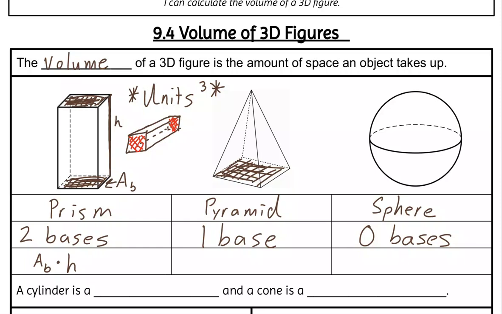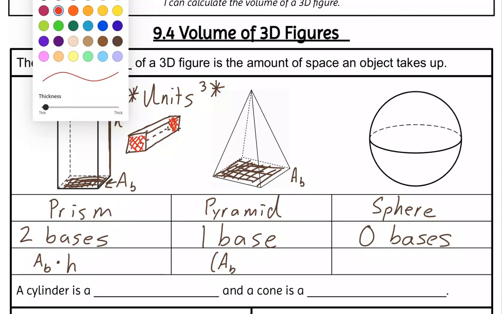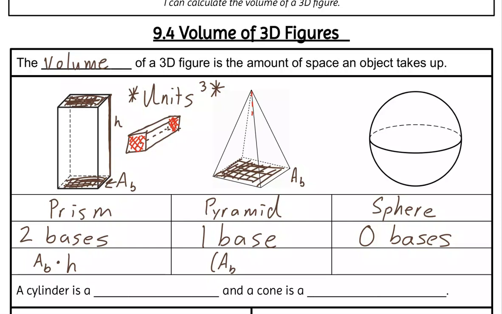Now we're going to go on to the pyramid. For a pyramid, we're still going to use the area of the base. Now, though, whenever we're talking about the height, it is from the very point to the center of your base. So this right here, this dotted line, is my height. We're still going to multiply by my height.